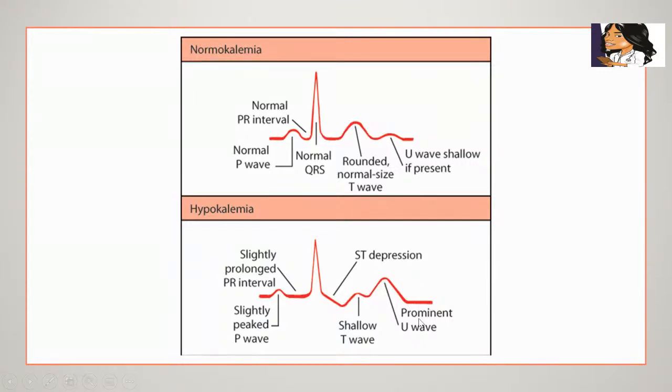So you guys know that this is definitely going to affect the cardiac output, because we need that normal P, Q, R, S, and then you need the T, and then you need the U wave if it's present. So hypokalemia could put a patient at risk for decreased cardiac output.